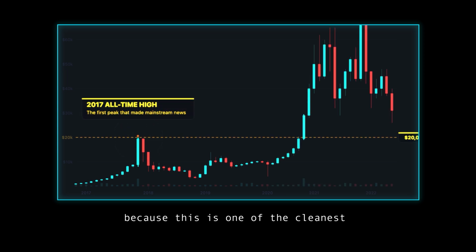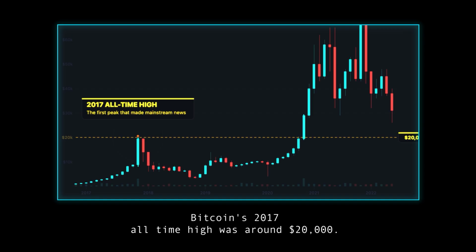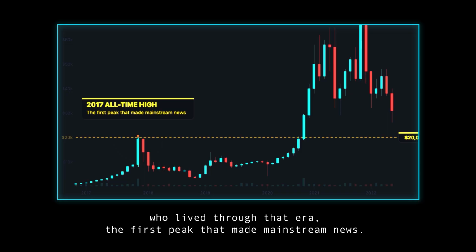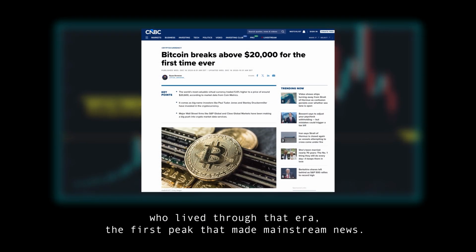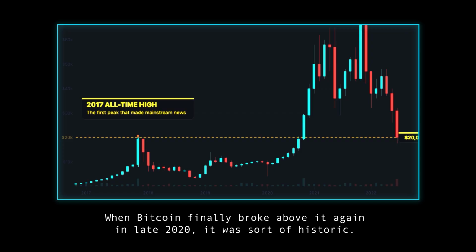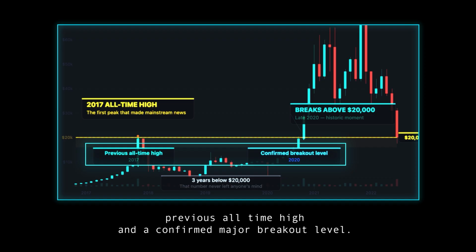Because this is one of the cleanest examples of this approach playing out in real life. Bitcoin's 2017 all-time high was around $20,000. That number burned into the memory of every crypto trader who lived through that era, the first peak that made mainstream news. When Bitcoin finally broke above it again in late 2020, it was sort of historic. That zone then carried double significance going forward, a previous all-time high and a confirmed major breakout level.